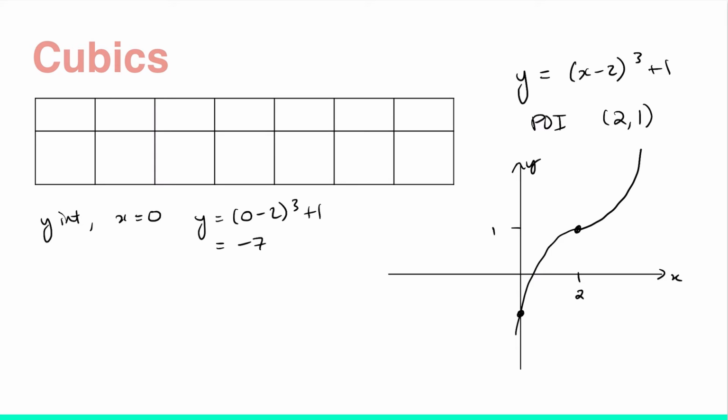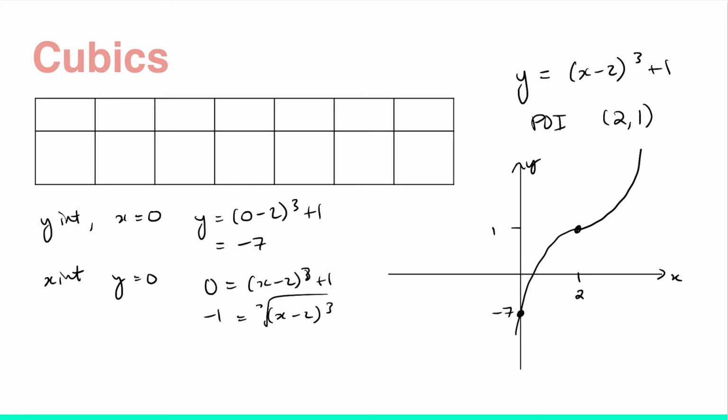So in fact, I just happened to draw it correctly, but I probably wouldn't take the chance in the future. But the y-intercept is at -7. For the x-intercept, we make y equal to 0. So that'll be 0 equals (x minus 2) cubed plus 1. I'm going to take the 1 over, it becomes -1.